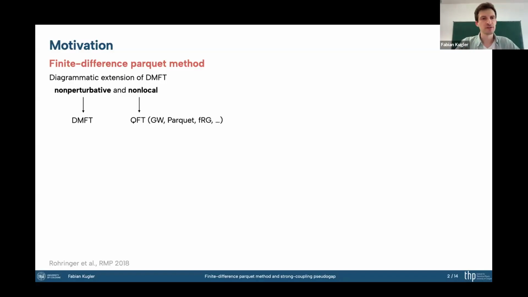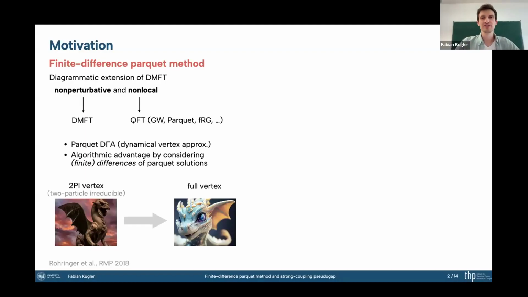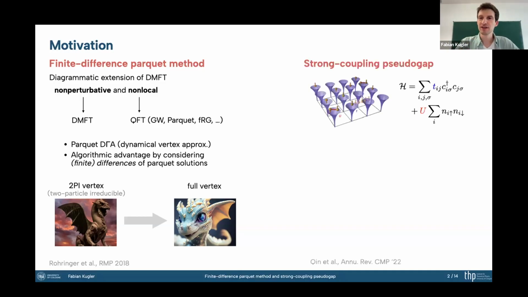The particular flavor of DMFT extension we're using is the parquet dynamical vertex approximation, as we've heard before. This is not an easy method, I think that's clear. And I will argue that we gain some numerical advantage by actually considering differences in solutions to the parquet equations. And specifically, this allows us to transform two-particle irreducible vertices, which can be rather nasty objects, into benign full vertices. And I will then illustrate this method with an interesting application, and that's the strong coupling pseudogap.